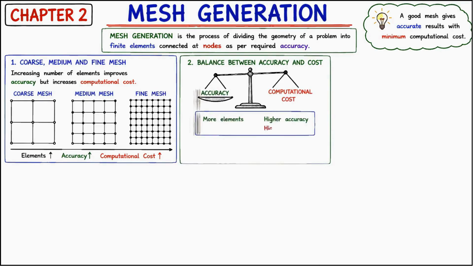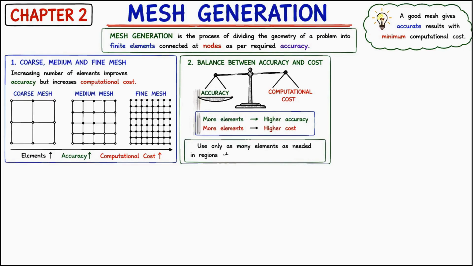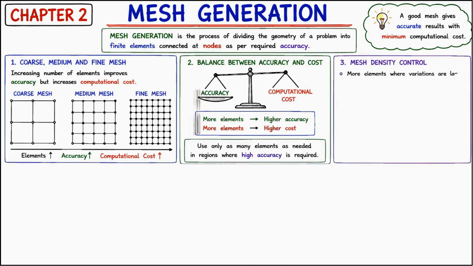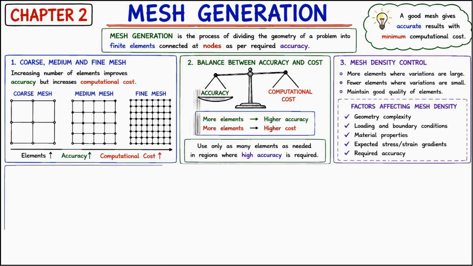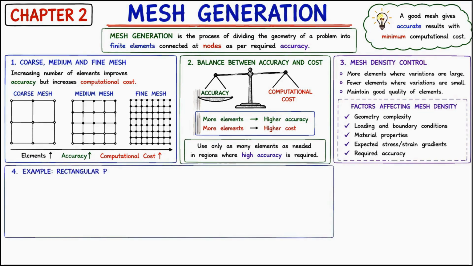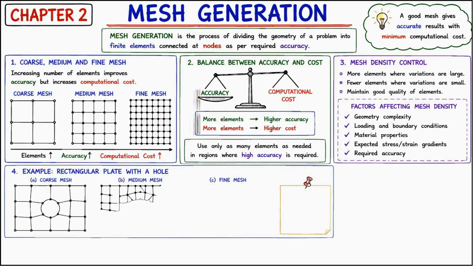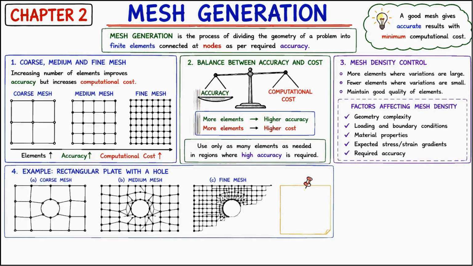A common misconception among beginners is that we should always use the finest possible mesh. Actually, that is not the best approach. Instead, engineers refine the mesh only where necessary. Look at the example of the rectangular plate with a circular hole. Notice that the mesh becomes much denser around the hole. Why? Because stress changes rapidly near holes, corners, supports, and concentrated loads. These regions require more elements to accurately capture the stress distribution.